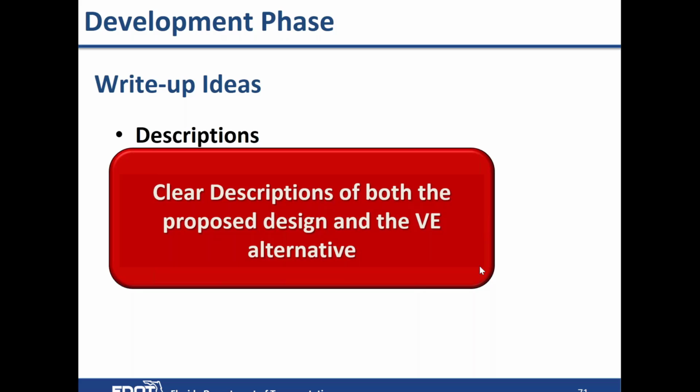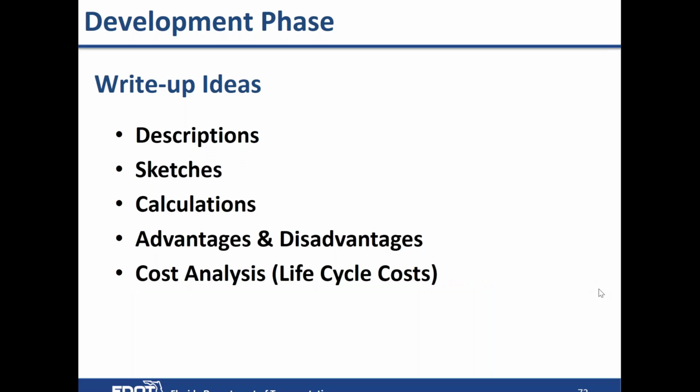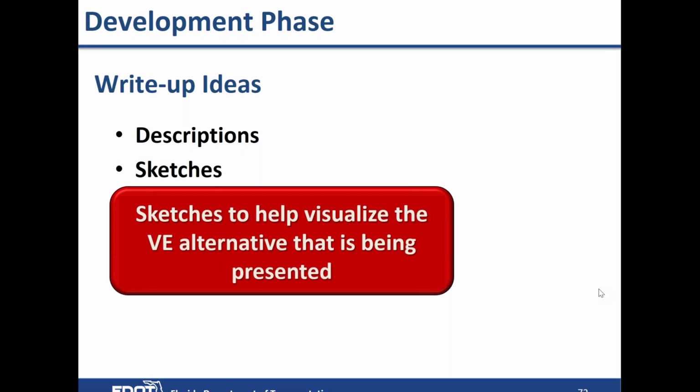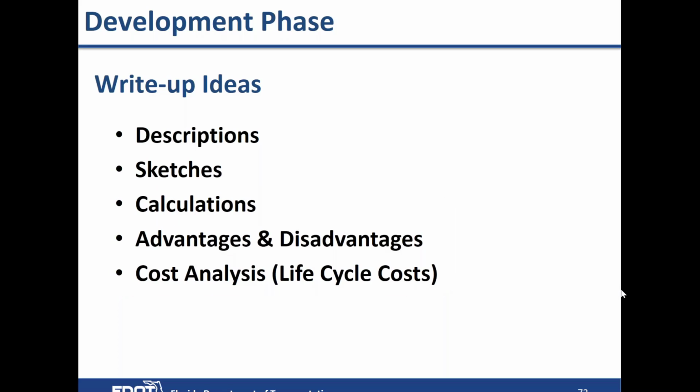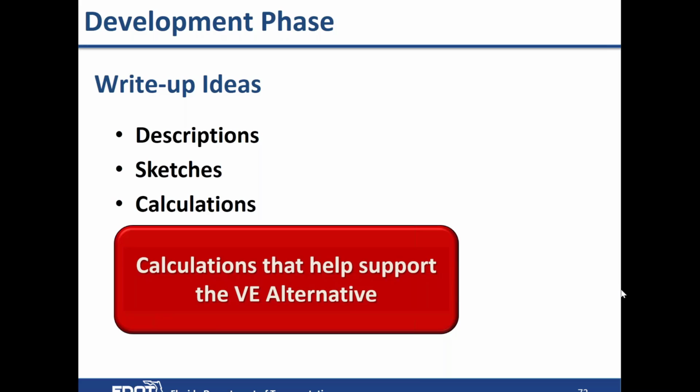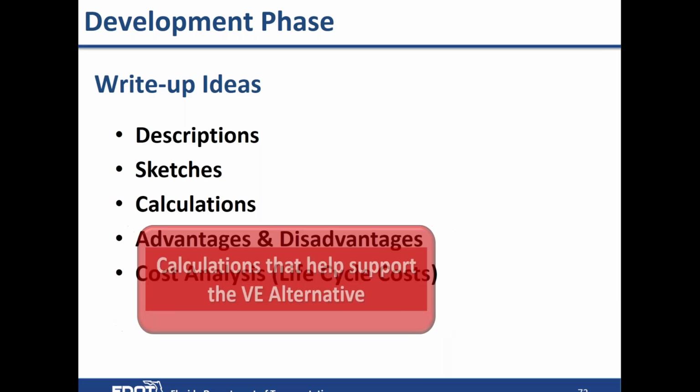So the descriptions need to be clear. Decision makers need to know what's being proposed for the design and what is the VE alternative. Sketches help visualize what the VE alternative is and what's being presented. It's just sometimes easier to visualize what is being proposed rather than in written form. Any calculations that need to support the VE alternative or VE recommendation are included in the write-up.